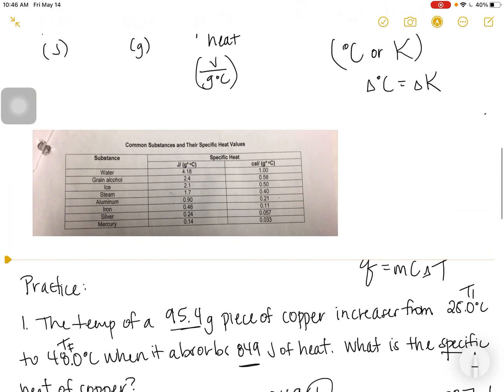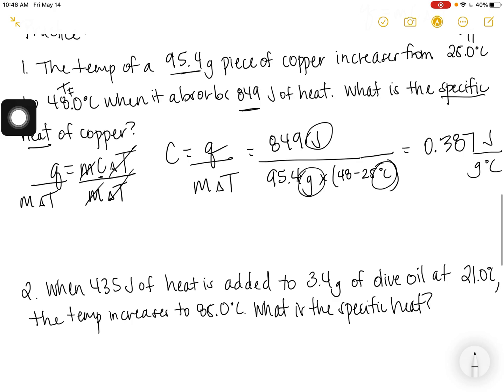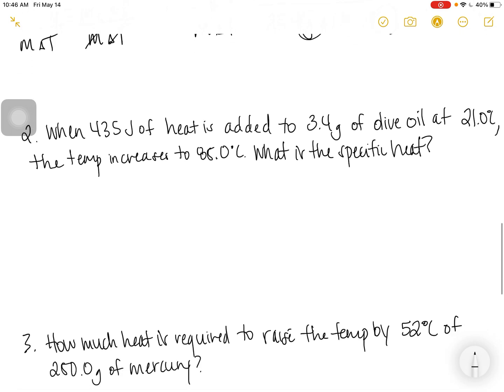We could compare it to other common substances in the table. We find that it fits down here with the metals, which makes sense. Copper should have a low specific heat. It's a good conductor. It's way less than water. So that's my answer. Number 2 is very similar. So if you want to solve that one on your own, that'd be a good idea, but I will solve it, of course.